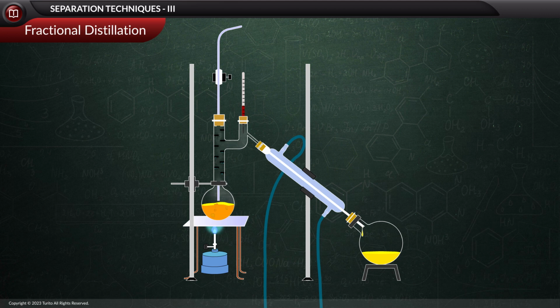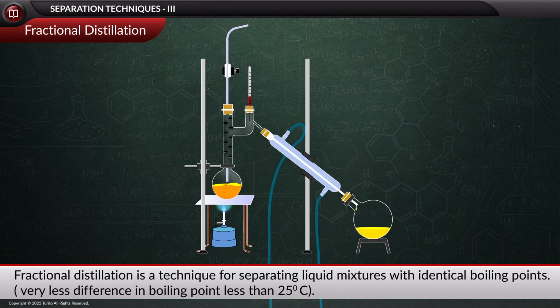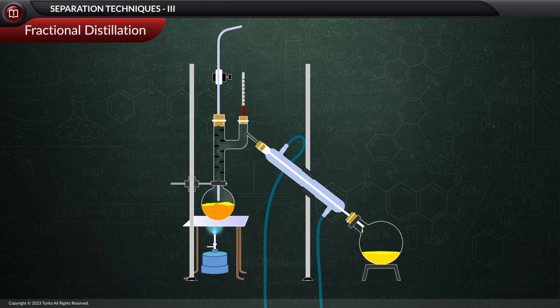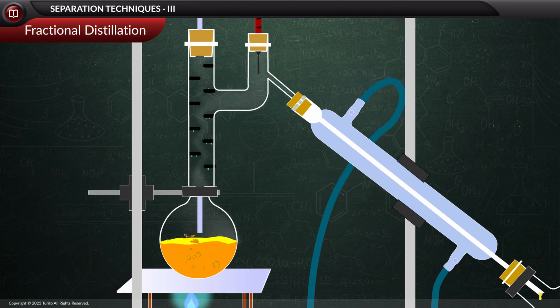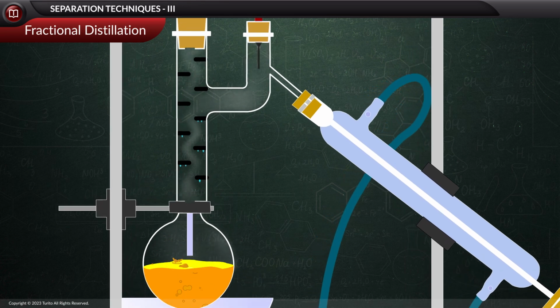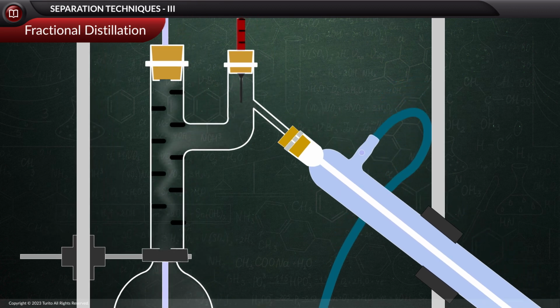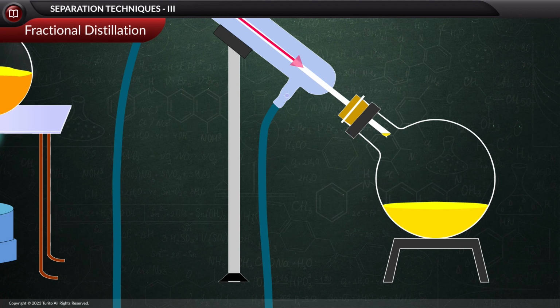After that is fractional distillation, which is a technique for separating liquid mixtures with not much difference in their boiling points. Several vaporization-condensation stages are involved, which take place in a fractionating column. In this, the liquid mixture is transformed into vapors when heated, which ascend into the fractionating column. The vapors are then cooled and condensed on the walls of the fractionating column. The heated vapors from the distillation flask now heat these condensed vapors, resulting in the formation of fresh vapors. These fresh vapors now travel through the condenser and are collected in the flask.